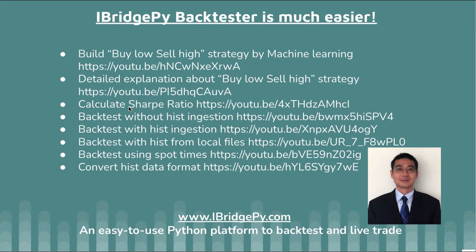To evaluate the backtest performance, we use the Sharpe ratio, and IBridgePy has a tool to calculate it. You can refer to this tutorial. Then you can refer to these 4 tutorials about backtesting. The first one is to backtest without any historical data ingestion. To speed up the backtest, you can ingest historical data before backtesting starts, so you can take a look at this tutorial.